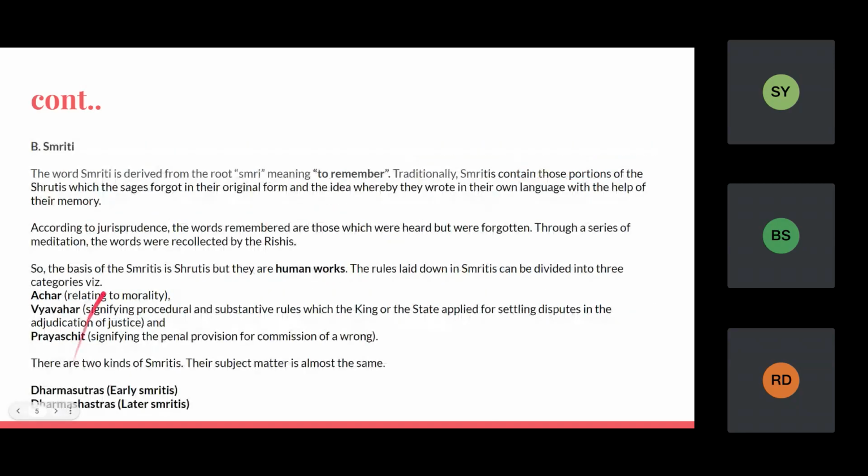Now, the second source of ancient law is Smriti. The word Smriti is derived from the Sanskrit root smri, which means to remember. Traditionally, Smritis contain those portions of the Shrutis which the sages forgot in their original form. According to my understanding, whatever the deity was saying that the sages couldn't include in the Vedas, whatever they retained, they included in Smritis. They wrote in their own language with the help of their memory. What they retained in their mind, they composed into Smritis.